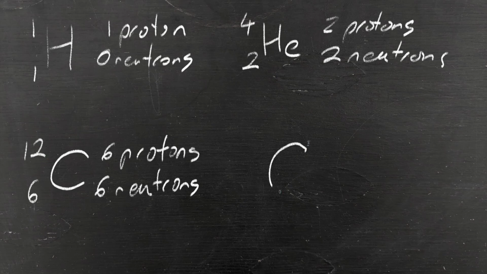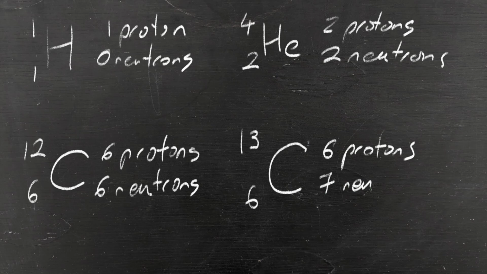Another common form of carbon is carbon-13. It must still have 6 protons because all carbon atoms have 6 protons. However, now we must have an extra neutron because we have to have the 6 plus 7 that add to 13. So 6 protons and 7 neutrons, 6 plus 7, 13.